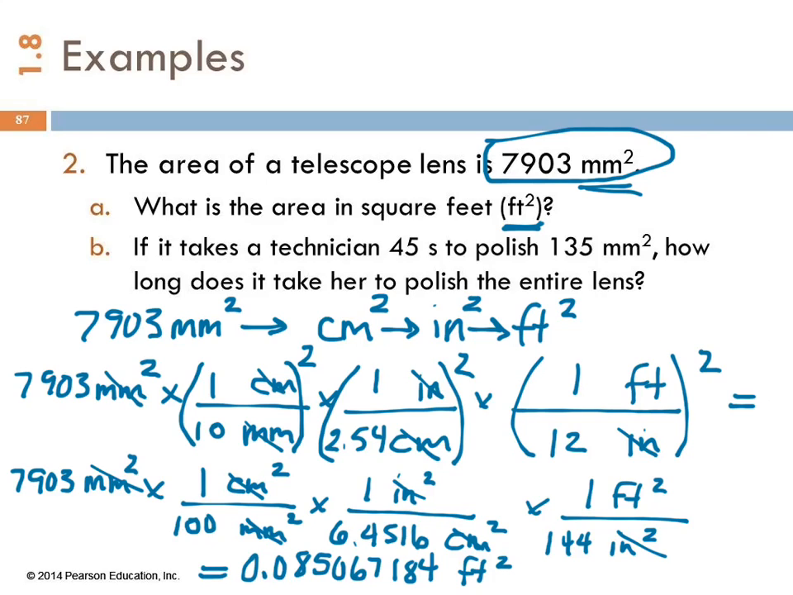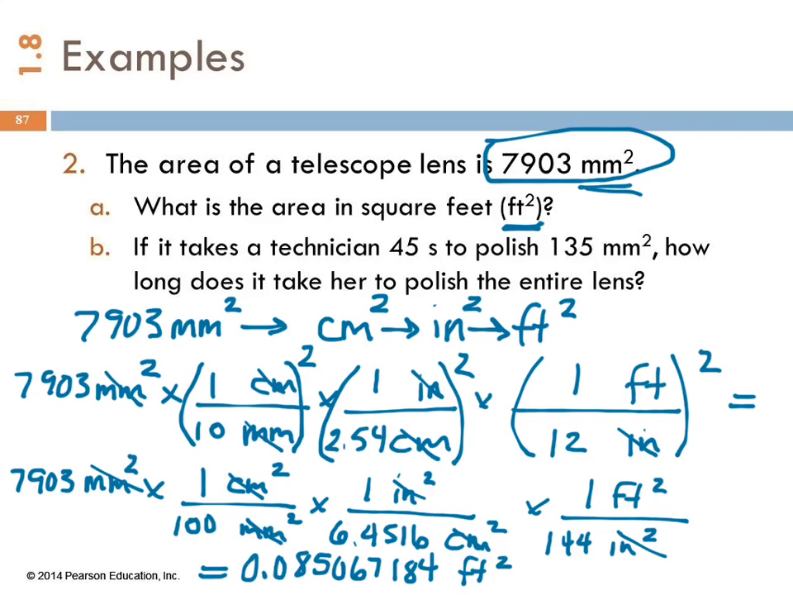Is that number at all reasonable? Yeah, it is. Because a square millimeter is a little teeny tiny thing, right? And a square foot is bigger than a piece of paper. So we expect the smaller unit to have the bigger number and the bigger unit to have the smaller number. That's what we call the bigger, smaller rule.